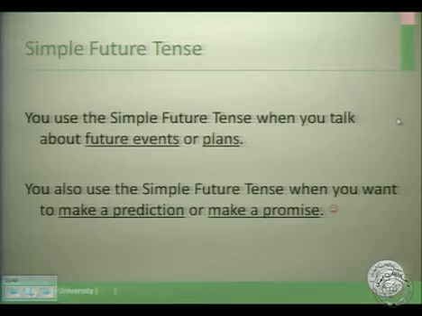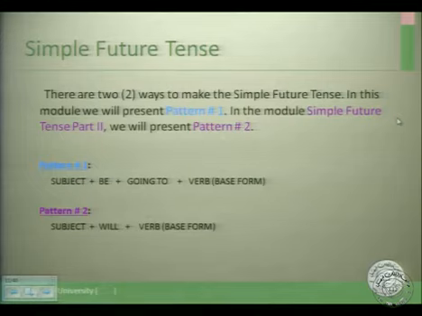Or making a prediction, I will score, for example, an A+ in this school. I'll go to Mecca. This is a future event or plan. I'll do an MA and a PhD after I finish my undergraduate studies. This is a plan. So all of these are the uses of the simple future.